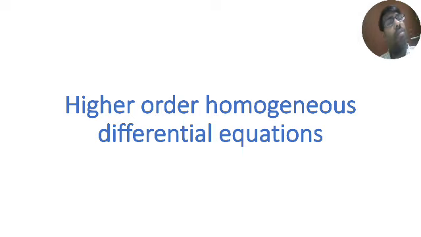Up to second order, the auxiliary equation is a quadratic equation. By finding the roots you can write the general solution. But now higher order means the order may be 3, 4, or 5. So how to find the 3 roots or 4 roots or 5 roots? If you are able to find the roots, then you can write the solution.